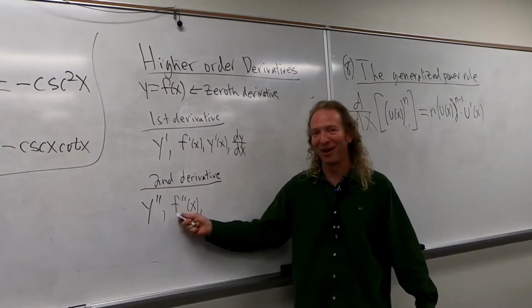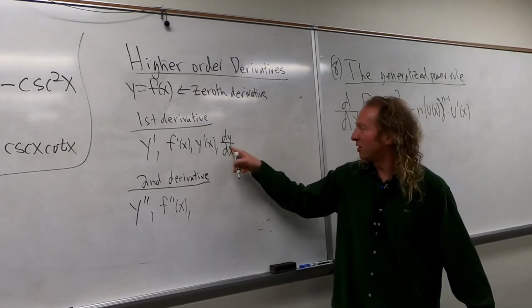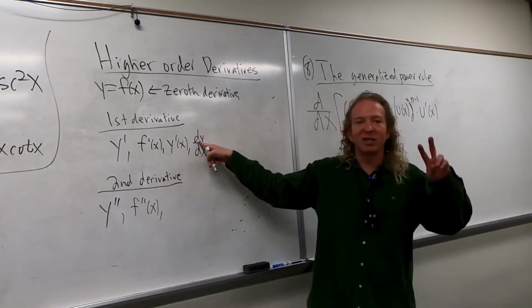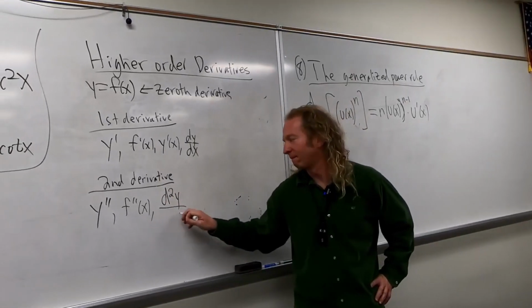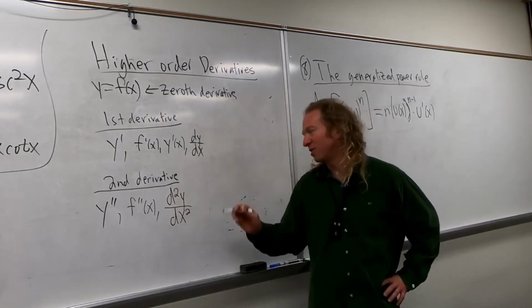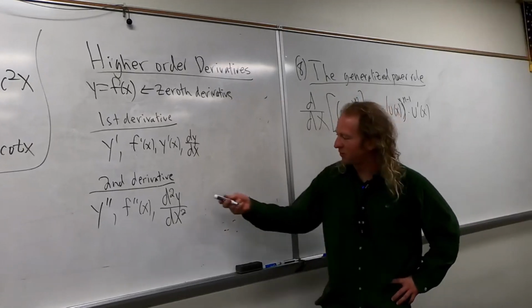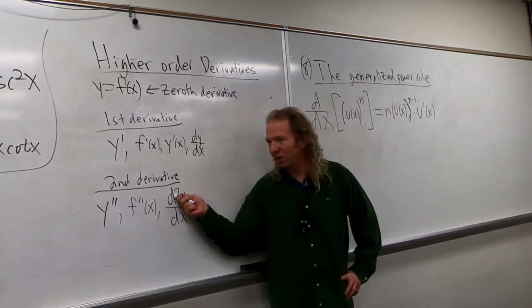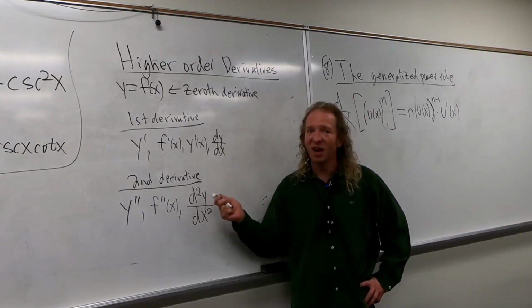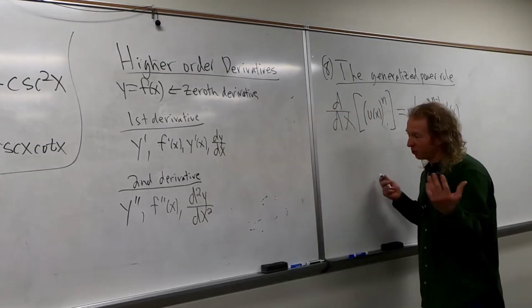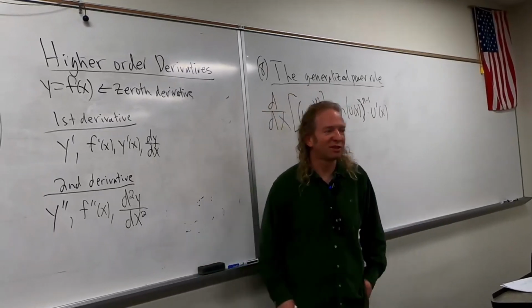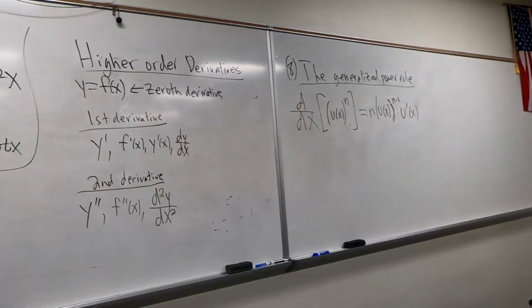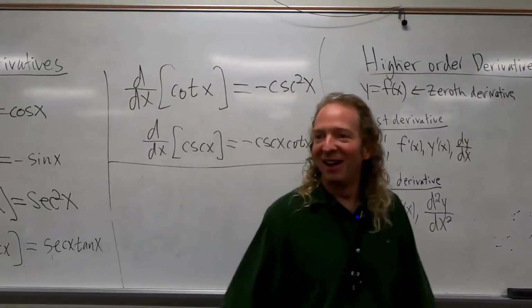So f double prime, and then dy dx. When you write the second derivative in that shorthand notation, it's really weird. Look at the placement of the twos: there's a 2 here and a 2 here. Most people hate this notation. It's okay to hate it. I'm not a fan either.